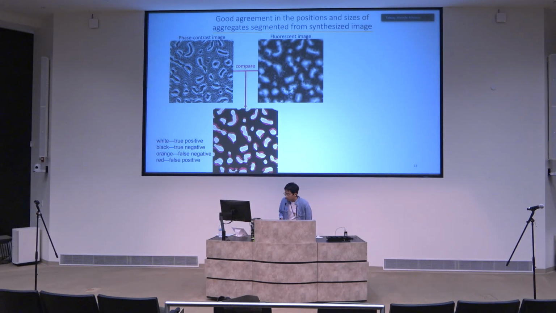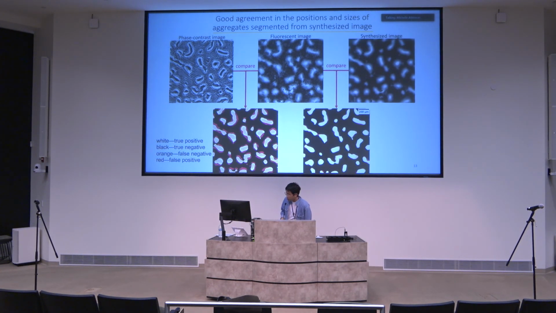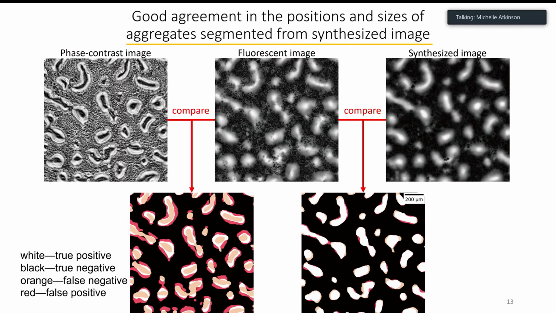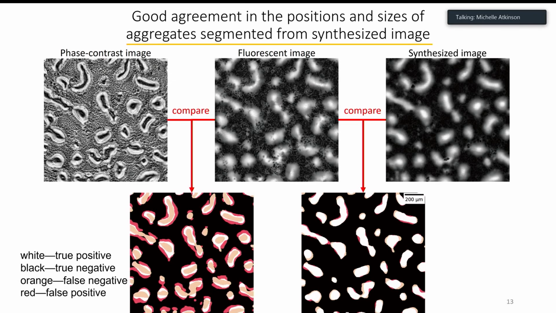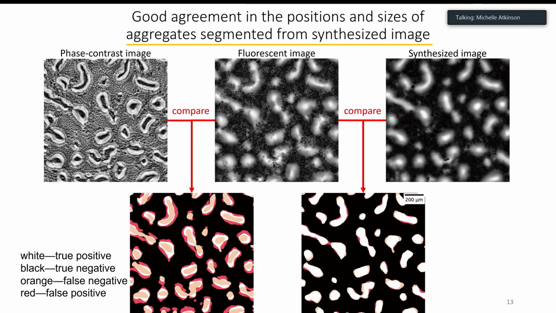As you can see, there are a lot of differences between the phase contrast image and the fluorescent image. However, through our model conversion, these two match, and you can see there is a lot of overlap, which means that we have good agreement in the positions and sizes of aggregates segmented from the synthesized image, but there are some small variations on the boundaries.